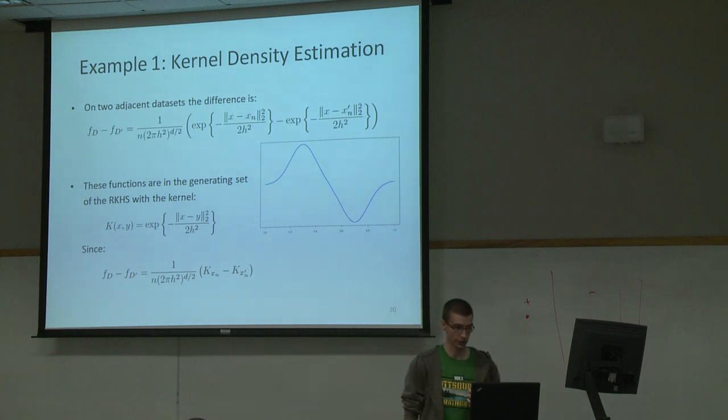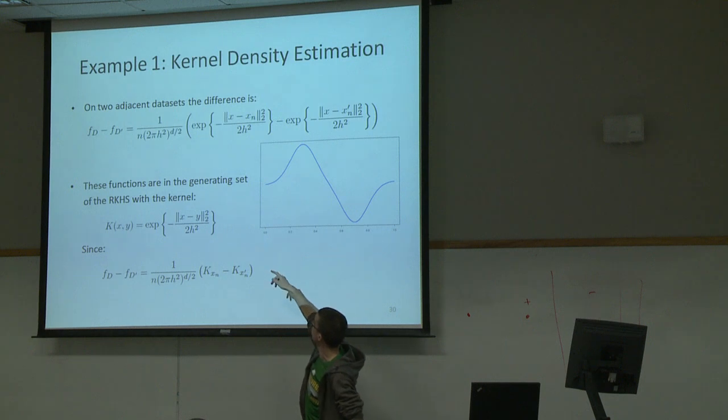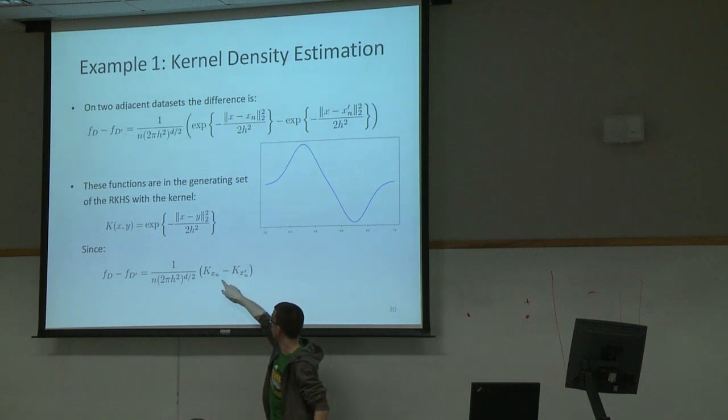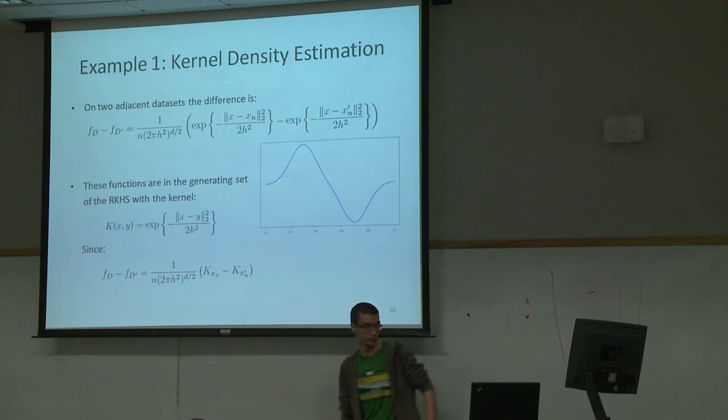This should be pretty clear, just because if we take the two data sets D and D prime to differ in that one contains element Xn and one contains element Xn prime, then the difference can be written like this.